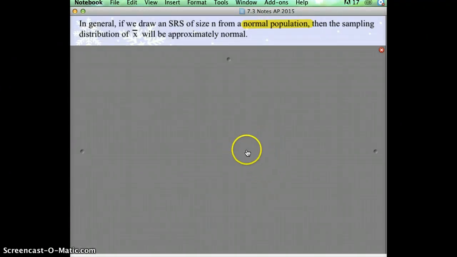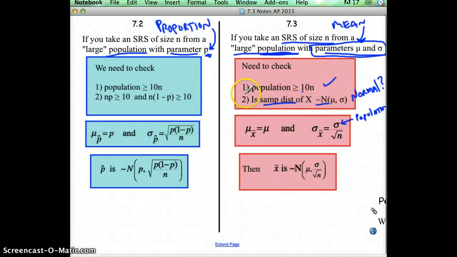Okay, now this page is dealing with the second condition. Let me go back here. The second condition is, is our sampling distribution normal? Okay, how do we figure that out? Well, if we're drawing our sample from a normal population, then our sample should be approximately normal. That makes sense.